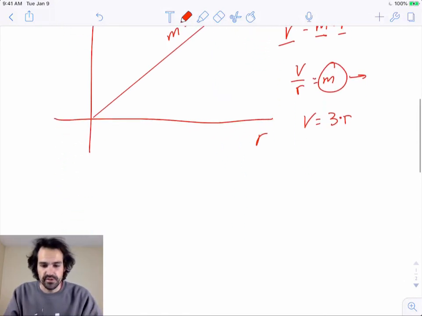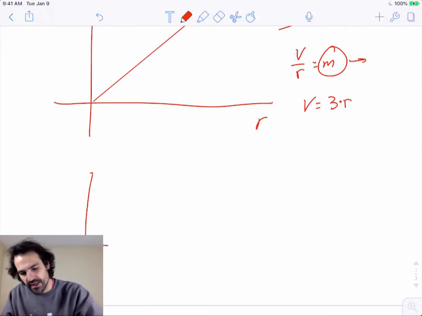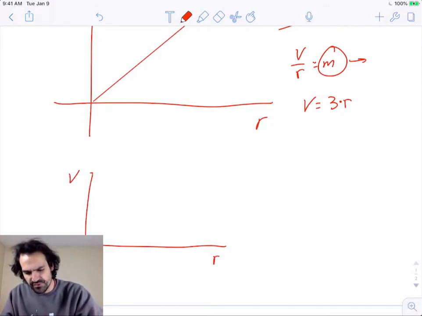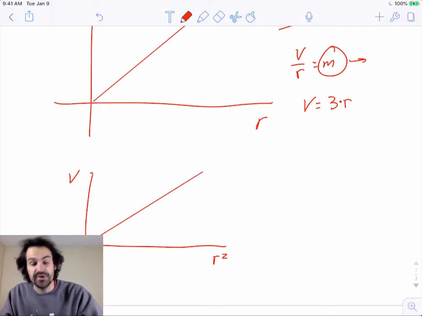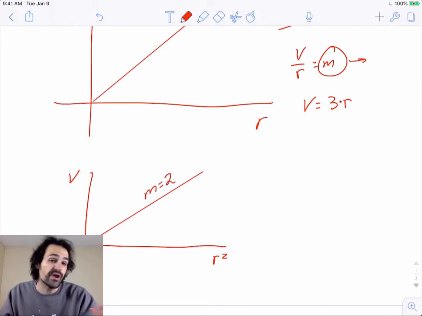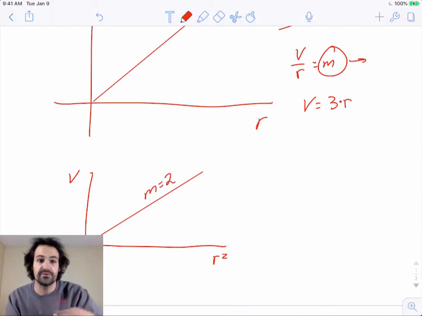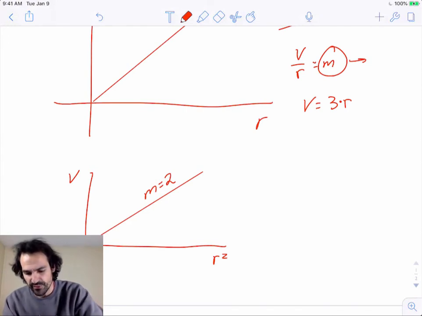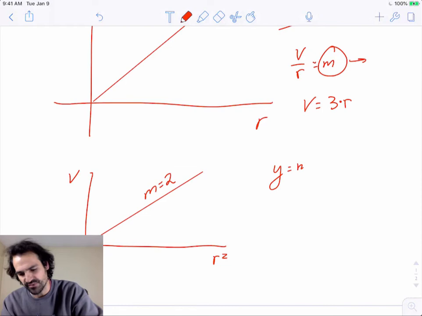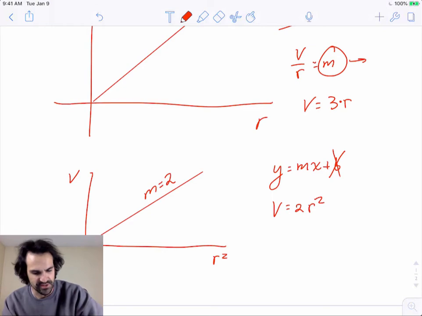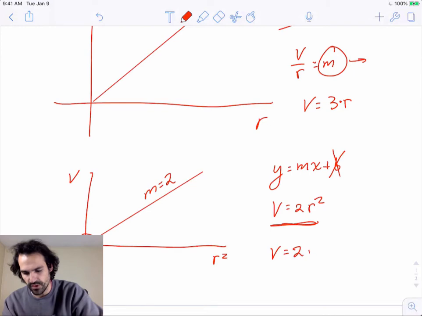So similarly, if you plotted anything else instead, if you plotted voltage versus radius squared, and you got a perfectly straight line of slope m, maybe it's equal to 2, who cares? You would have to find rise over run to figure out what that slope is. Then we would know that, again, y equals mx plus b, where y is voltage, slope would be equal to 2, and x is r squared. And there is no y-intercept on this graph because we go through the origin. So your equation would be voltage equals 2r squared.